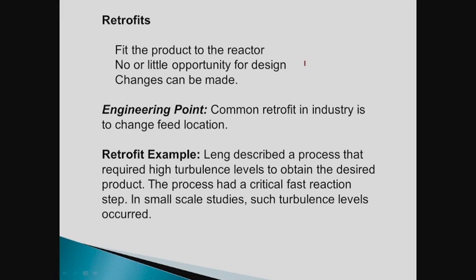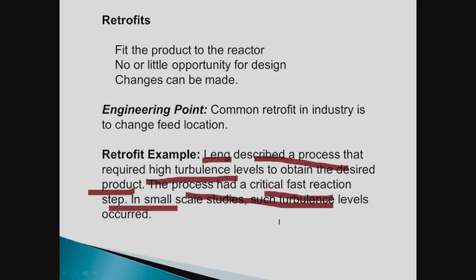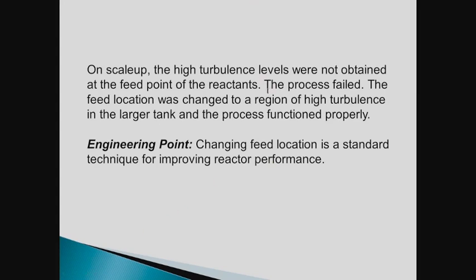It's amazing. You make a generalization and you're bound to be wrong. So I qualify all my generalizations by saying usually. Ling was the director of research inside Dow. He described a process that required a high turbulence level to get the desired product. The process had a critical fast reaction step. Turbulence levels occurred in small scale. At large scale, the process failed.